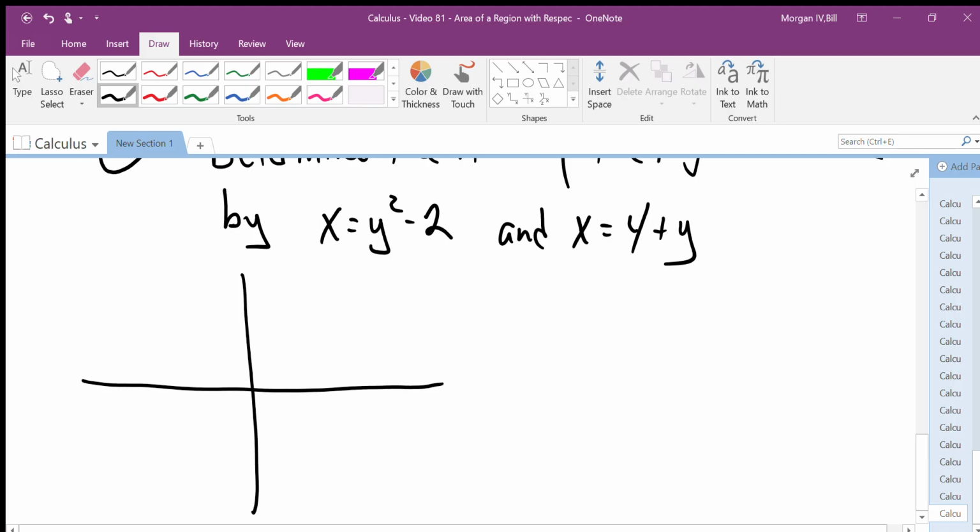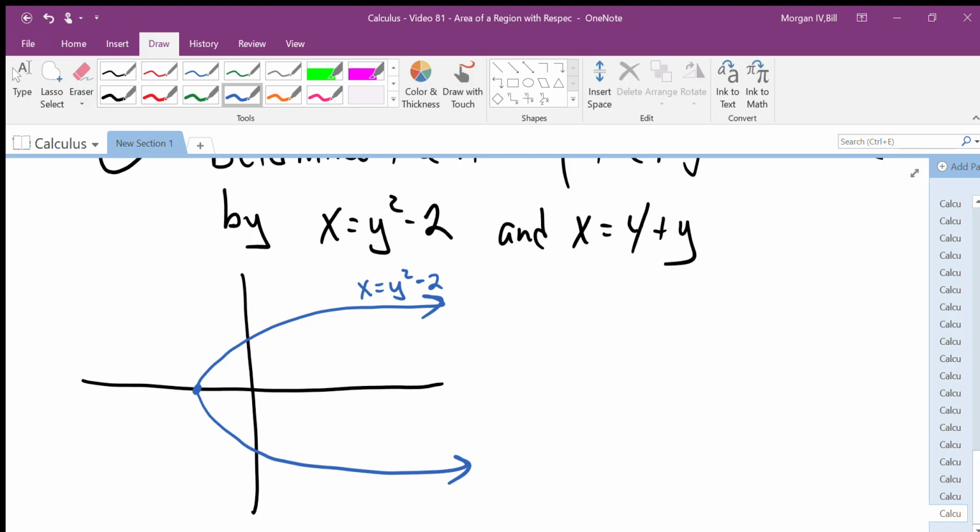And one way, if you plug in y is 0, that means we're on the x-axis, and 0 minus 2 is negative 2. So if y is 0, x is negative 2. That means x is negative 2 here. We basically get a sideways parabola. This is x equals y squared minus 2. X equals 4 plus y is a line, because it's degree 1.